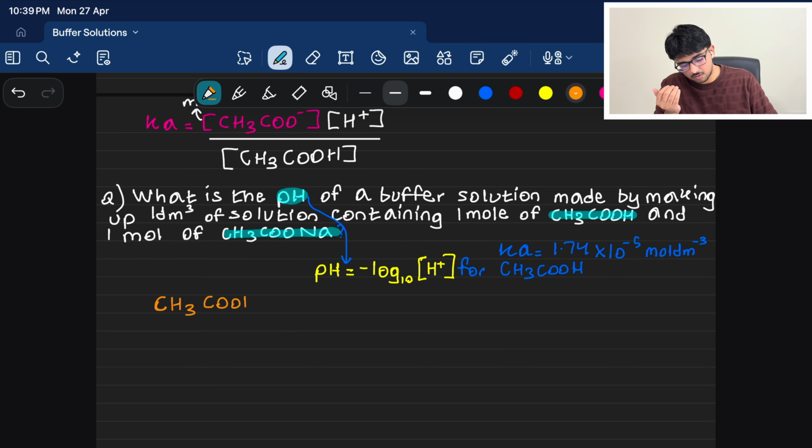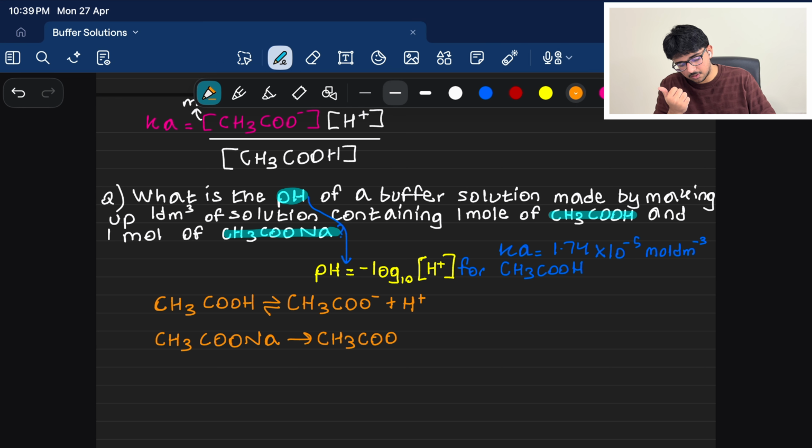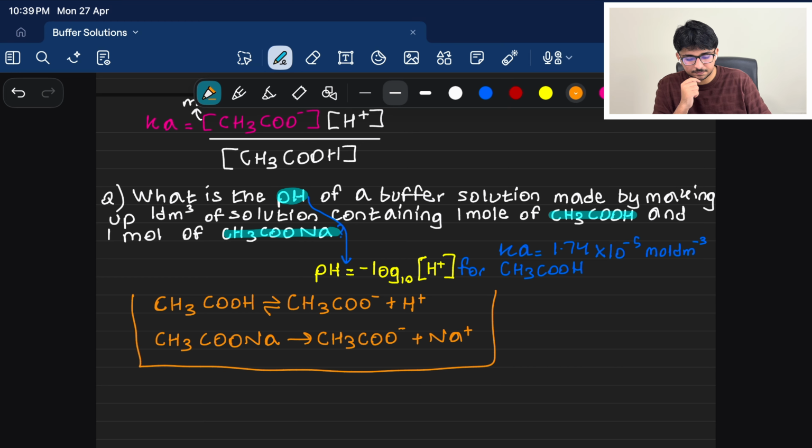CH3COOH partially dissociates or fully dissociates? It partially dissociates into CH3COO minus plus H plus, and then CH3COONa fully dissociates to form CH3COO minus plus Na plus. That's the acidic buffer which we have got right here. Now, it's given you the Ka. It has given you the Ka value.